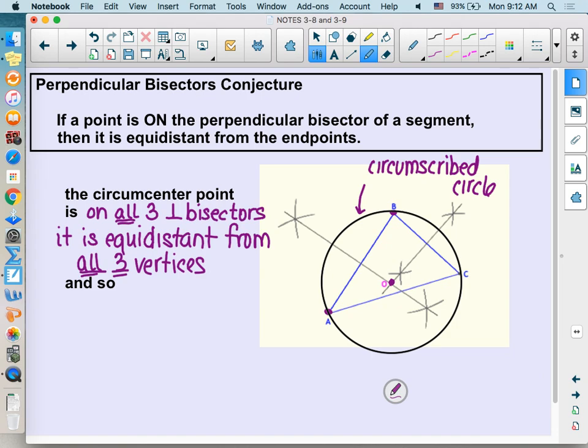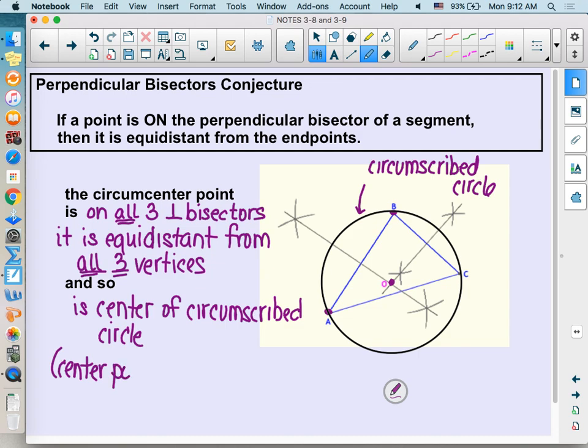So what our circumcenter does is, the circumcenter is the center of the circumscribed circle, or a circle that touches all three vertices, three separate locations, points at the same time. So in other words, it's the center point of a circle through all three vertices.